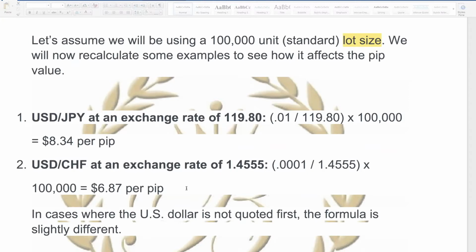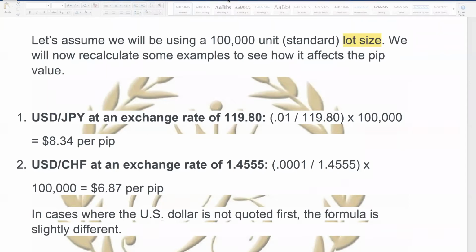Okay, let's assume we will be using the 100,000 units standard lot size. We will now recalculate some examples to see how it affects the pip value. Let's give only USD JPY as an example. Exchange rate of 119.80. It's like your mini lot 0.1, your micro lot 0.01, times 100,000 units. So for every 1 pip, you get $8.34 per pip.